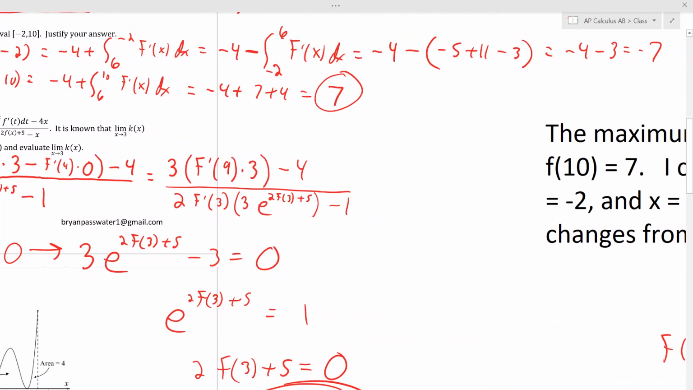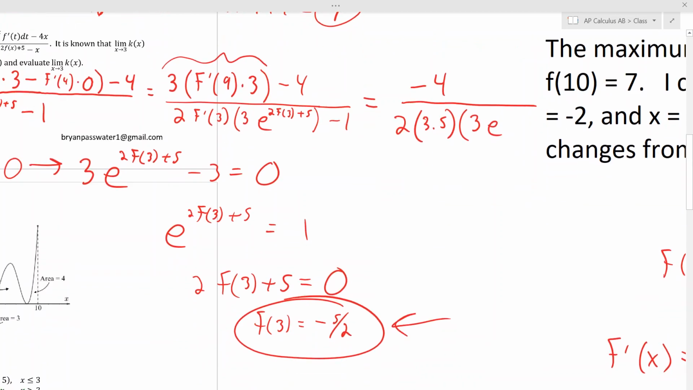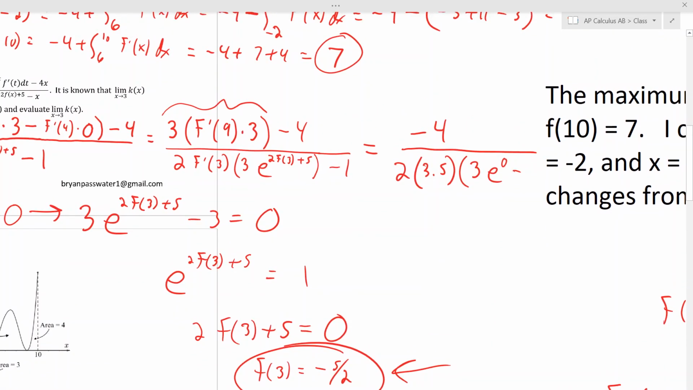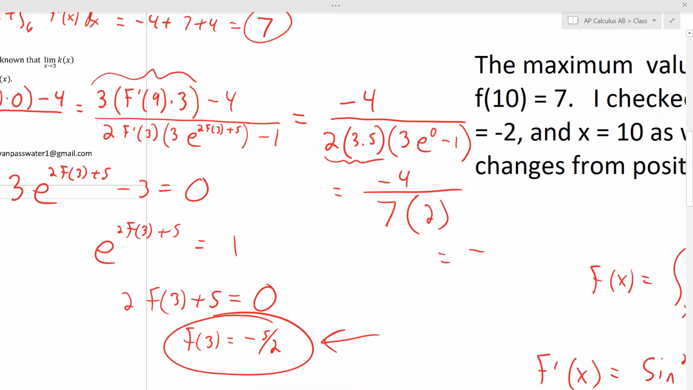Let's drop all this junk in here. So f prime of 9 is 0. So this whole part here becomes 0, and the numerator is just -4. So do all that work just to get that. So on the bottom, we have 2 times f prime of 3, which was 3.5, times 3e to the, remember, if you plug -5/2 in for f of 3, you're going to get e to the 0 minus 1. So this becomes, in the end, -4 over 2 times 3.5, which is 7. And this is 3 minus 1, which is 2. So that is -2/7. Shoo!